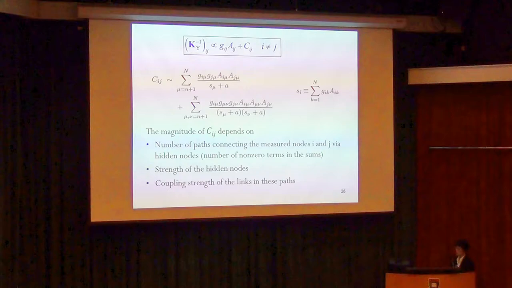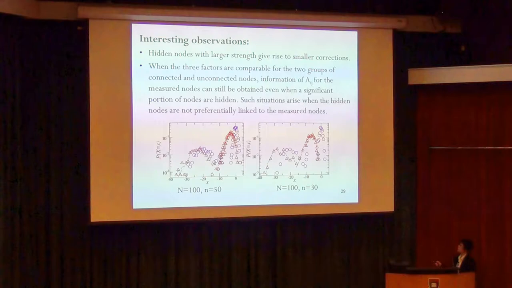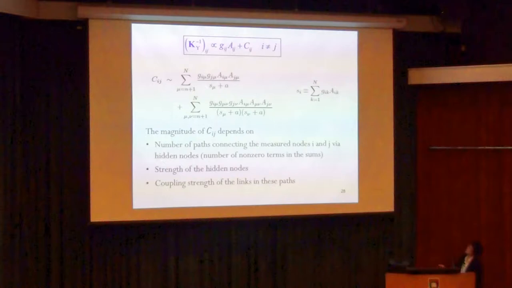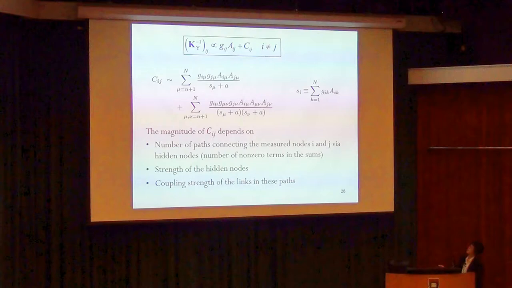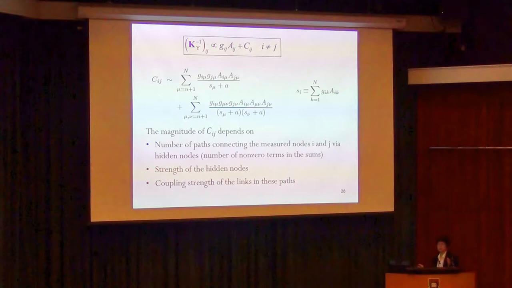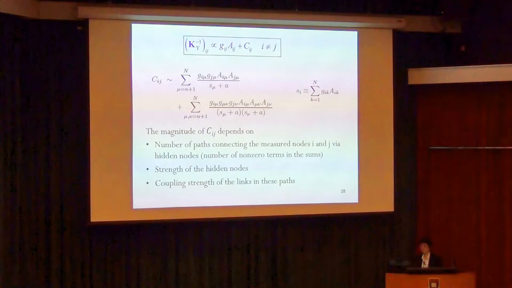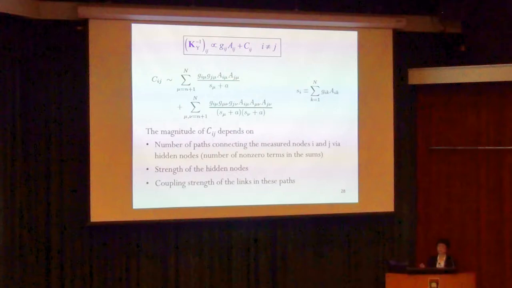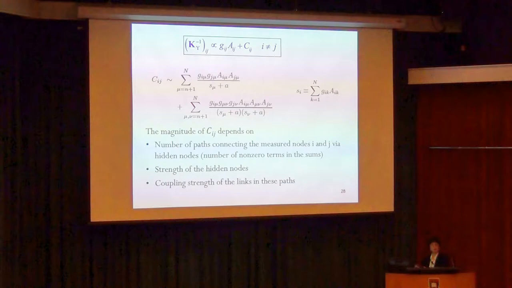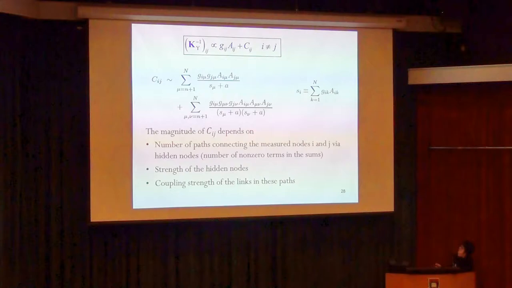Okay, so these quantities. The important, interesting observation is, first, you can see from here that the size of this correction is inversely related to S_mu. S_mu is the strength of the hidden node. Strength is related to the degree, the number of connections, and also the coupling strength. You might imagine that if the hidden node has a larger degree and stronger coupling strength, you will miss out more. It turns out that actually it's not the case. S_mu appears in the denominator.